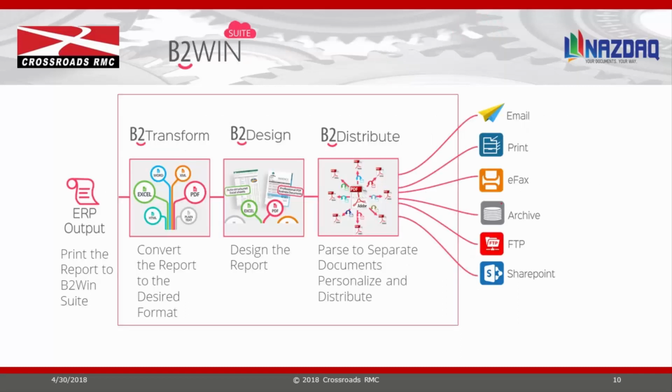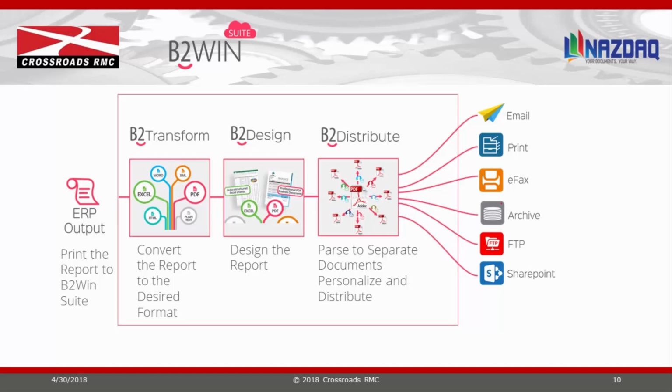The B2Win has 3 main applications. The first application, the B2 Transform, is the application that does the conversion. Then the B2 Design, which is the application that does the design, graphical design, as well as tabular design, PDF and Excel. And the B2 Distribute, which does the distribution.